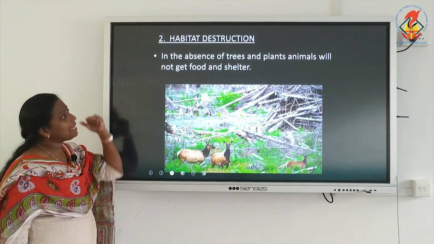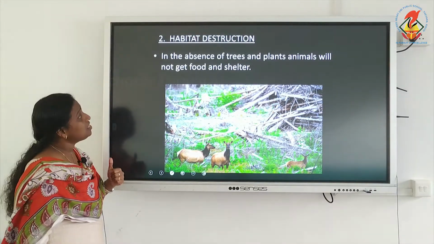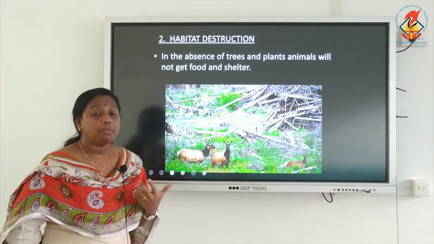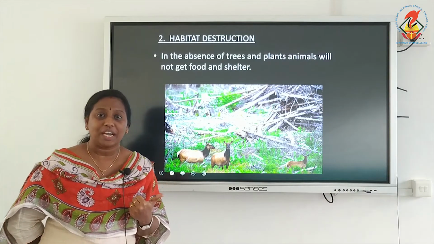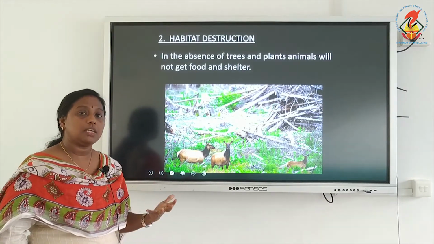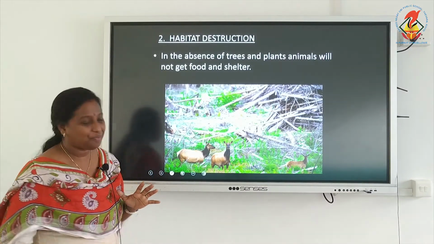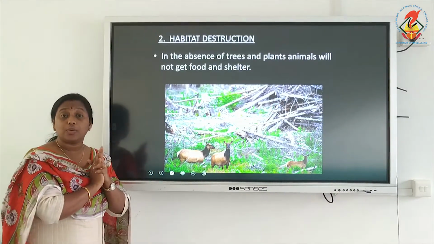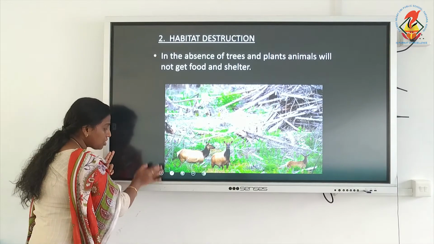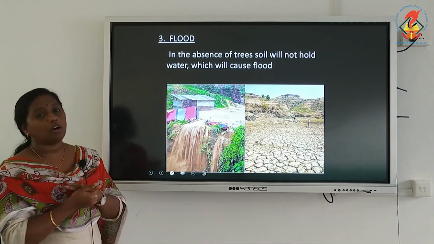Now, habitat destruction. In the absence of trees and plants, the animals will not get enough food and shelter. So when the trees are destroyed, all these animals will be in danger. So that is the second consequence of deforestation.